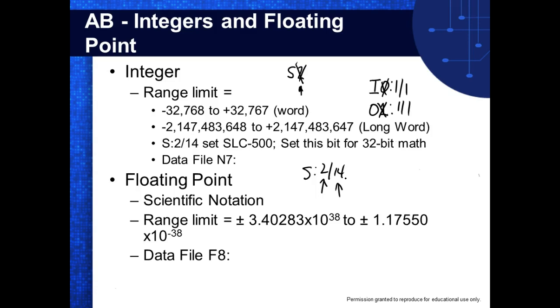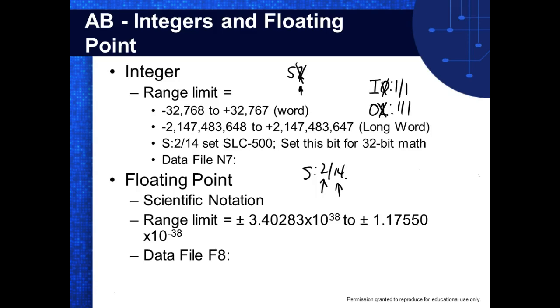So this is the way in the Allen Bradley PLC that we specify a word or a long word. In Siemens, you actually put it in your instruction. You use B for byte and W for word, so you actually change the instruction. If I use 16 bits, I get a range of minus 32,768 to plus 32,767. If I set bit 14, that gives me 32 bits, and it gives us numbers in this range right here. It's a pretty good number, right?